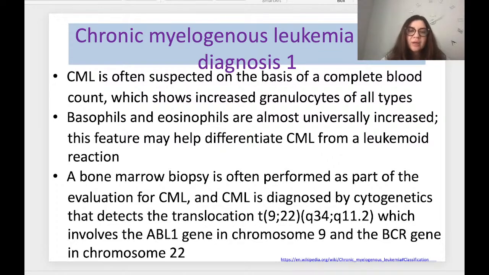A bone marrow biopsy is often performed as part of the evaluation of CML, and CML is diagnosed by cytogenetics that detects the translocation t(9;22), which joins the ABL1 gene on chromosome 9 to the BCR gene on chromosome 22, resulting in the Philadelphia chromosome I showed you in the picture.